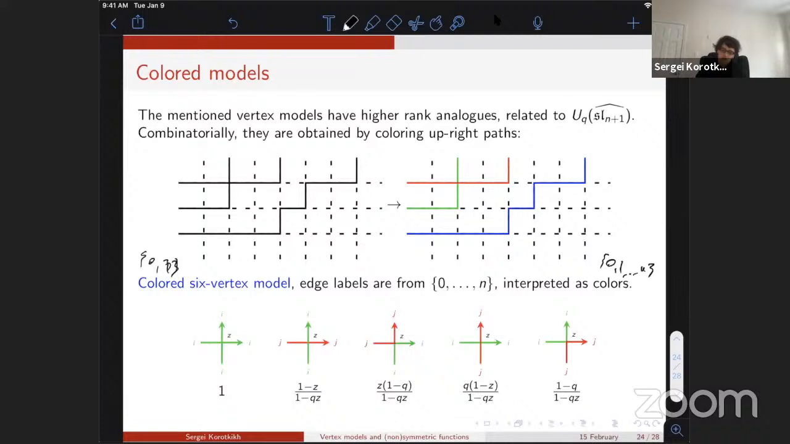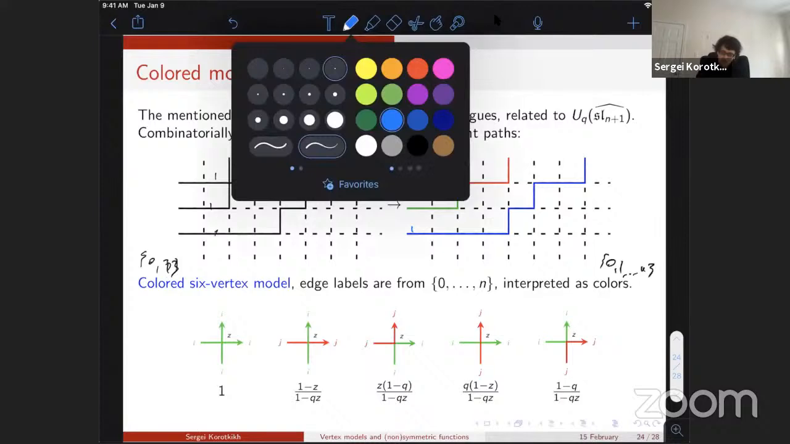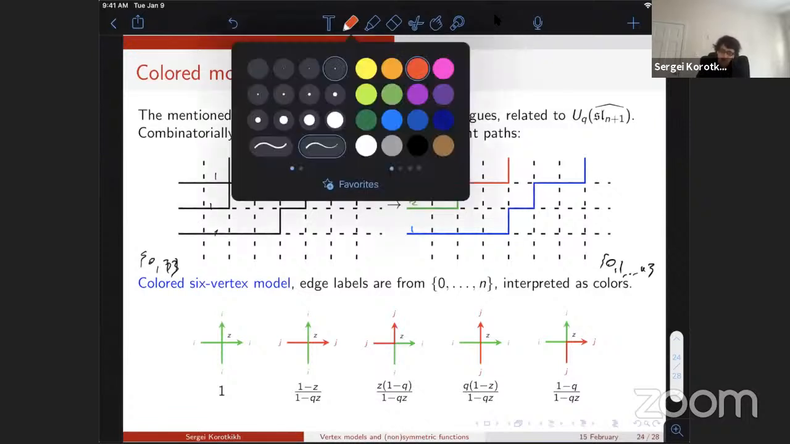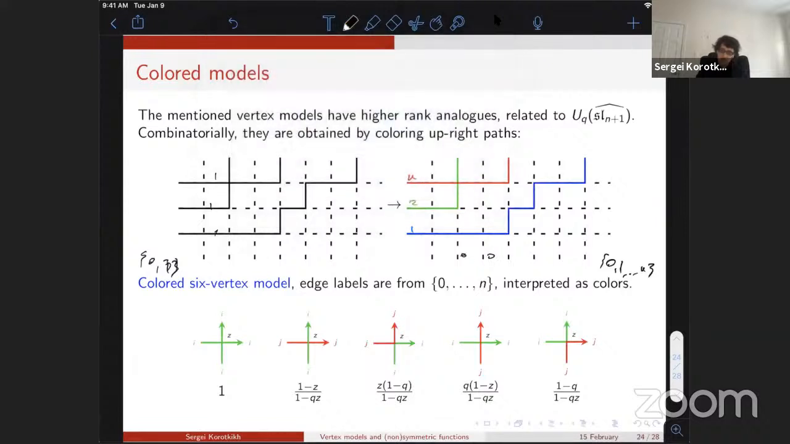And here we had just paths which had color one, and also empty line segments which can be interpreted as paths of color zero. Here for the more general higher rank models, we have paths of different colors, with colors being ordered and numbered from one to n. And also we have some empty places which we treat as paths of color zero. And we can generalize a lot of constructions I mentioned before.